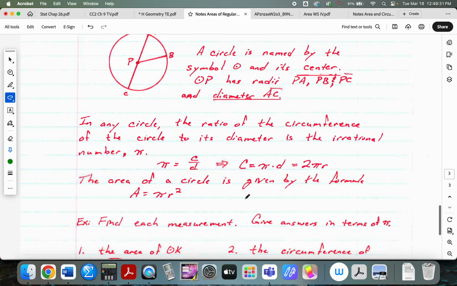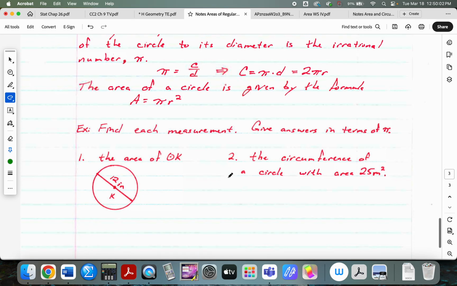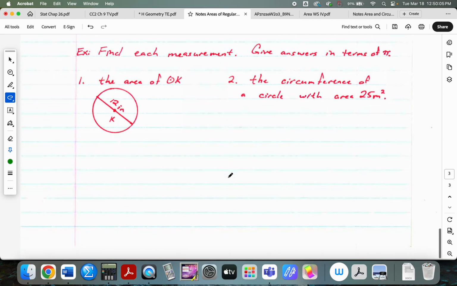So the circumference of a circle is pi times the diameter, or the circumference is equal to 2 times pi times the radius. Same thing. And the area of a circle is given by pi times the radius squared. Hopefully in your either 7th or 8th grade math class, they talked about why that is. If they didn't, let me know and I'll show you, but not today. We don't have time.